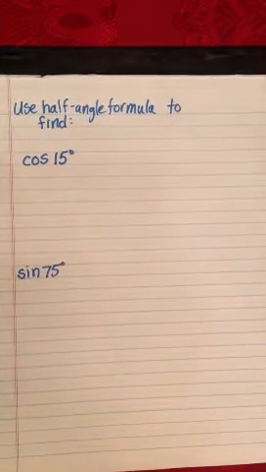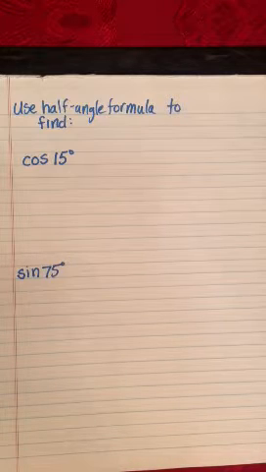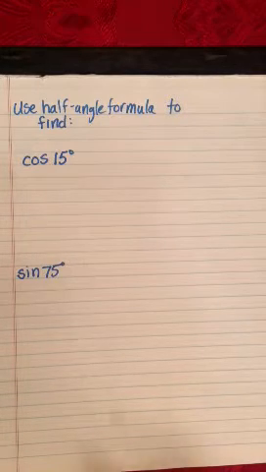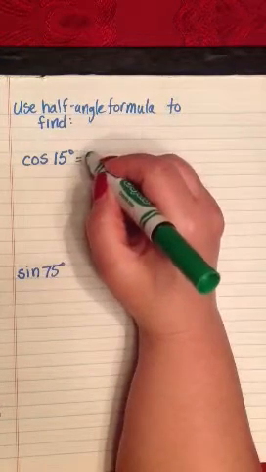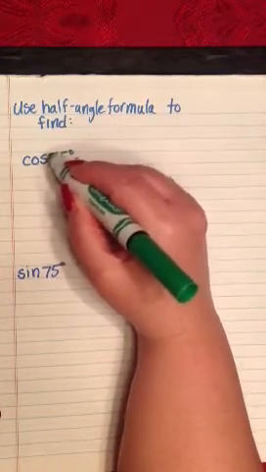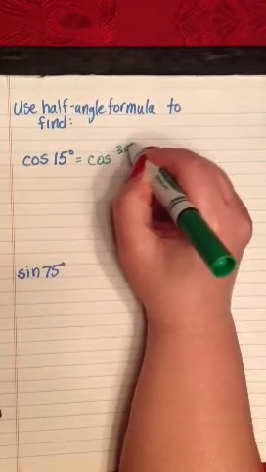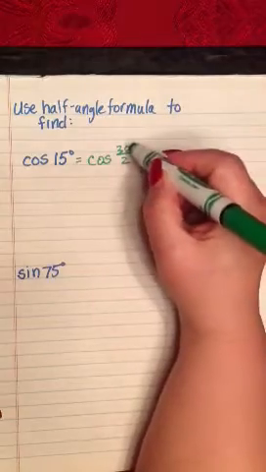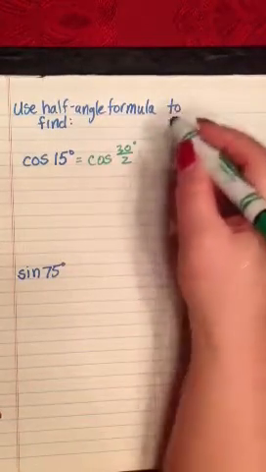Okay, we are going to use the half-angle formula to find the cosine of 15 degrees and the sine of 75 degrees. To start with, the cosine of 15 degrees could be written as the cosine of 30 divided by 2. Since 30 divided by 2 is 15, that's how we use the half-angle formula.